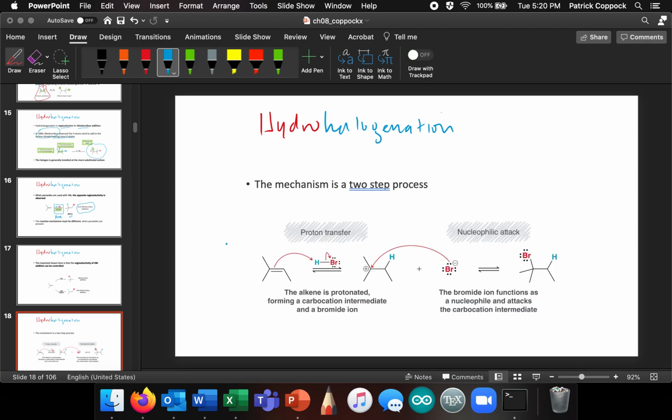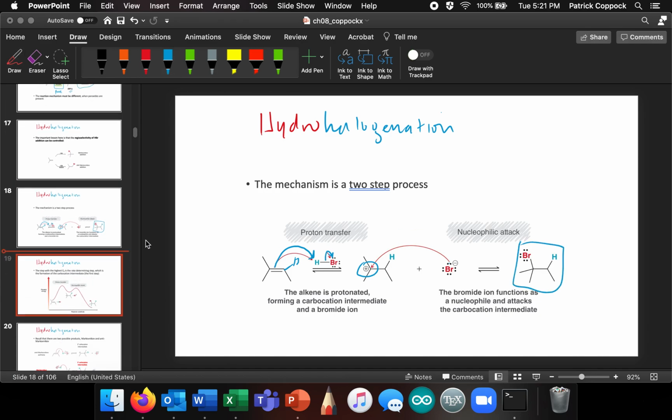So here's the mechanism. We actually got a preview of this in a previous conversation, in the introduction to addition reactions. First of all, pi electrons act like a base, and so this comes in, and there we go. The hydrogen goes to the atom that already has more hydrogens on it, and then we get a carbocation. And boom, there's the nucleophile. It's that simple. So it's a two-step reaction.